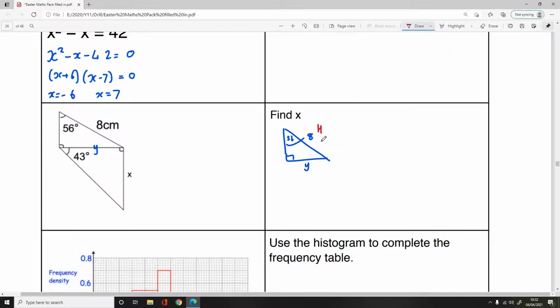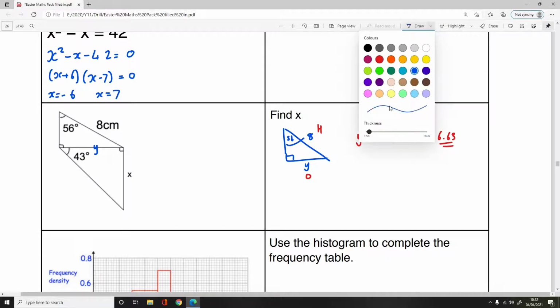And then we should label up what we've got. So this is the hypotenuse, this is the opposite, so this is going to be SO. In particular, we're trying to find the opposite, so we're going to multiply, and we're going to say that y is equal to sine 56 times 8, which is going to give us 6.63.